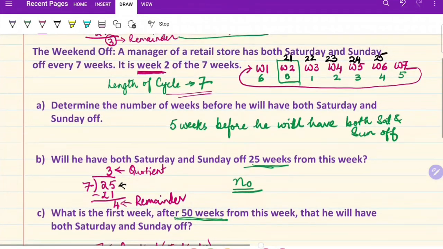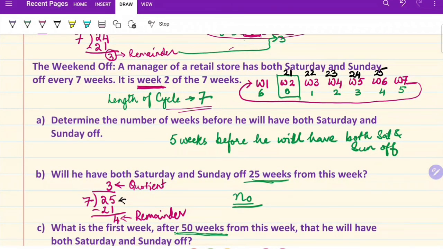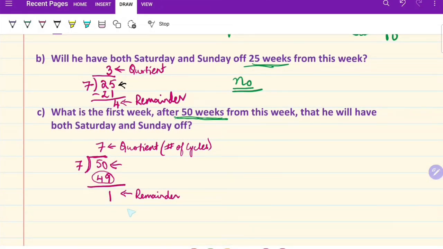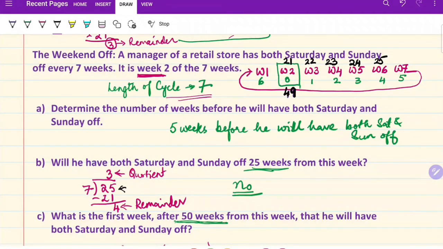So if we go back to our picture of the cycle, then the 49th week will be week 2. We will complete our cycle and return to home base, which is week 2 in this case, and that will be week 49. Let's make this distinct, week 49. So to get to the 50th week, we have to go 1 more week. So week 3 will be the 50th week.